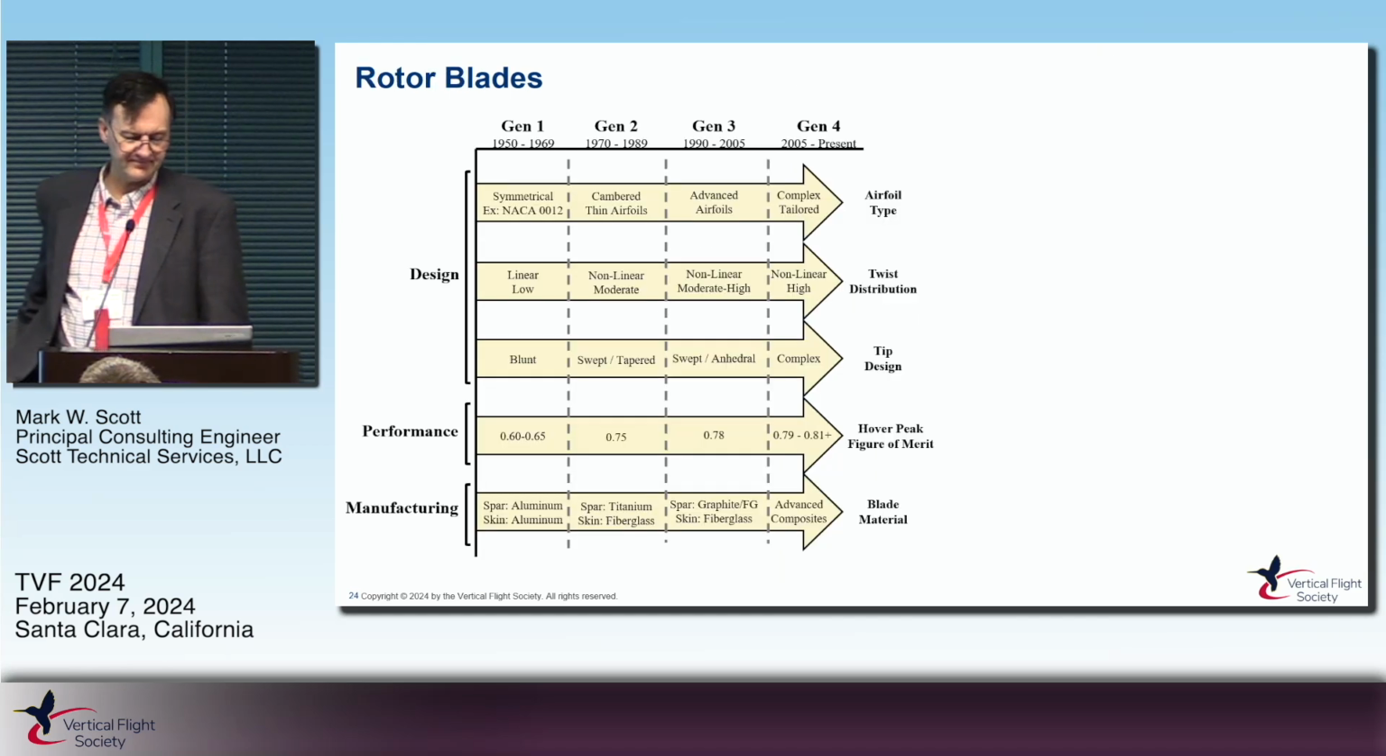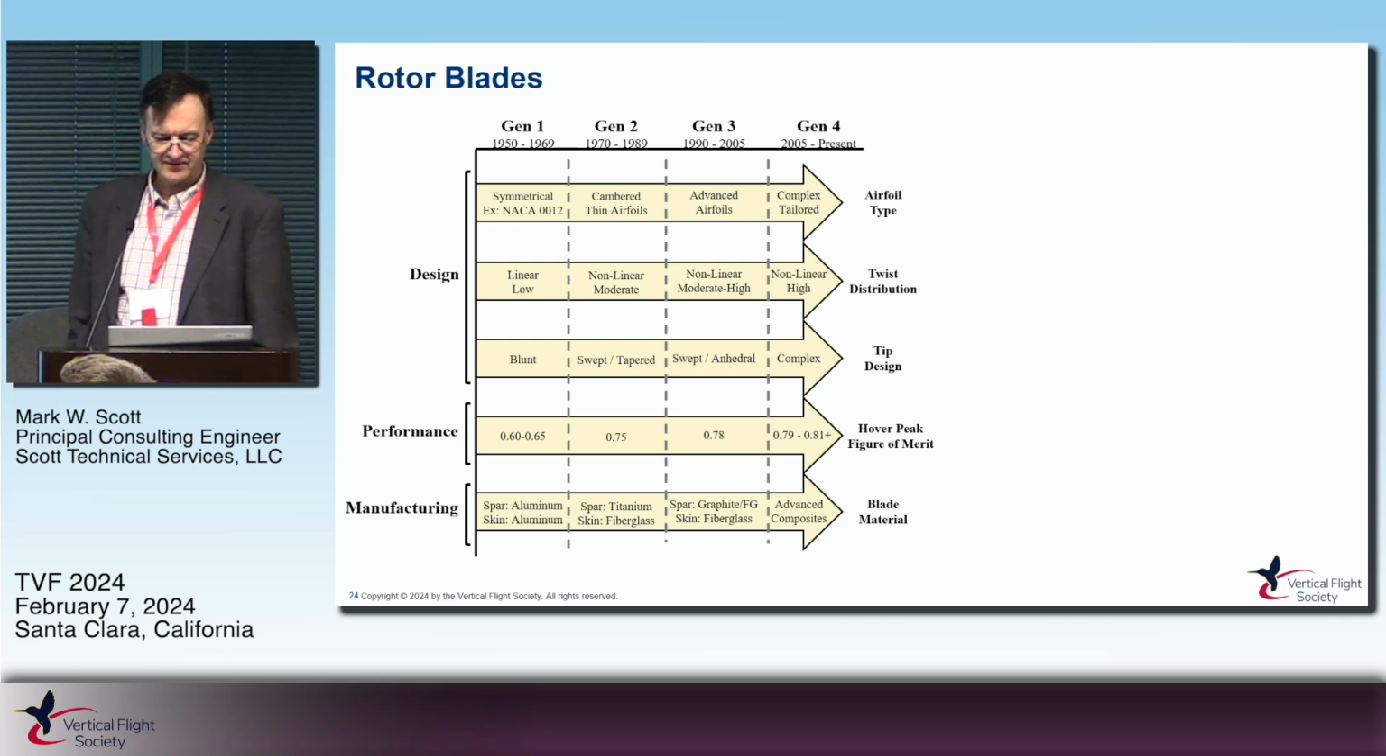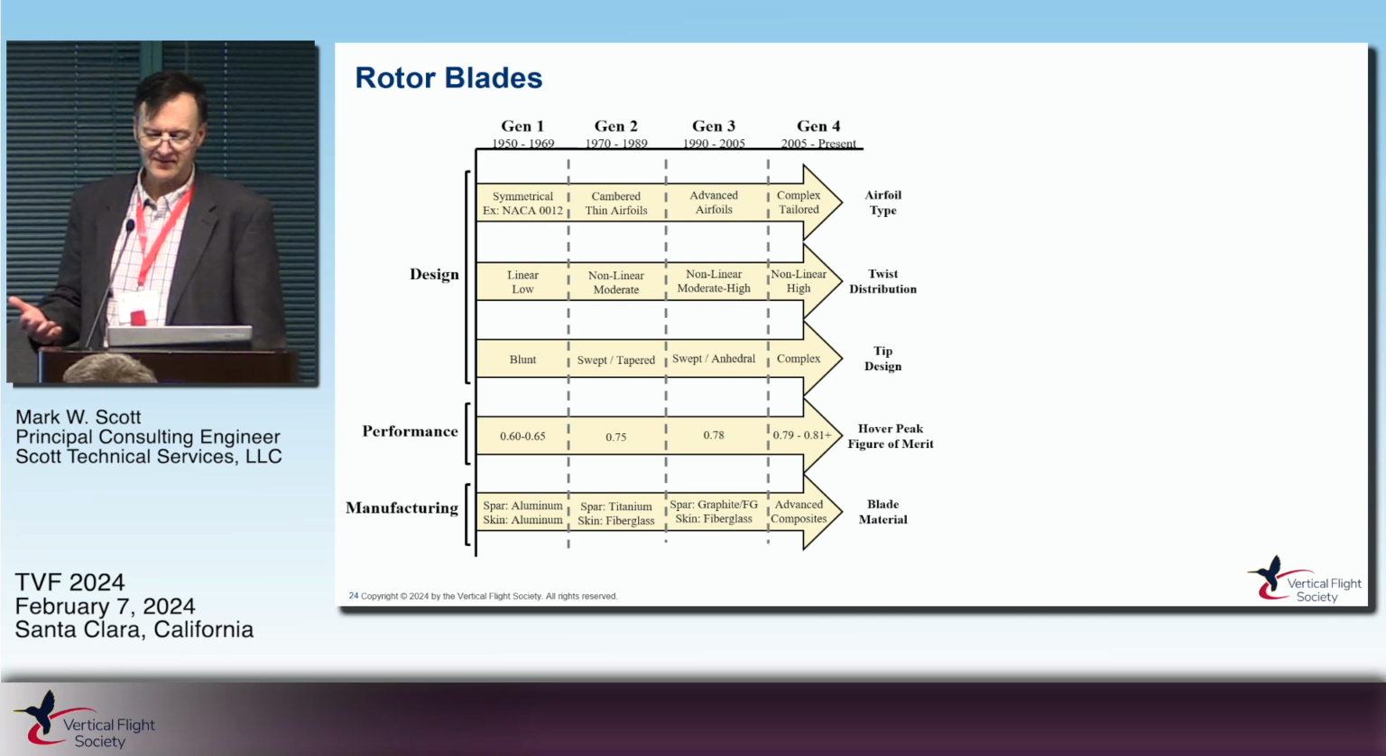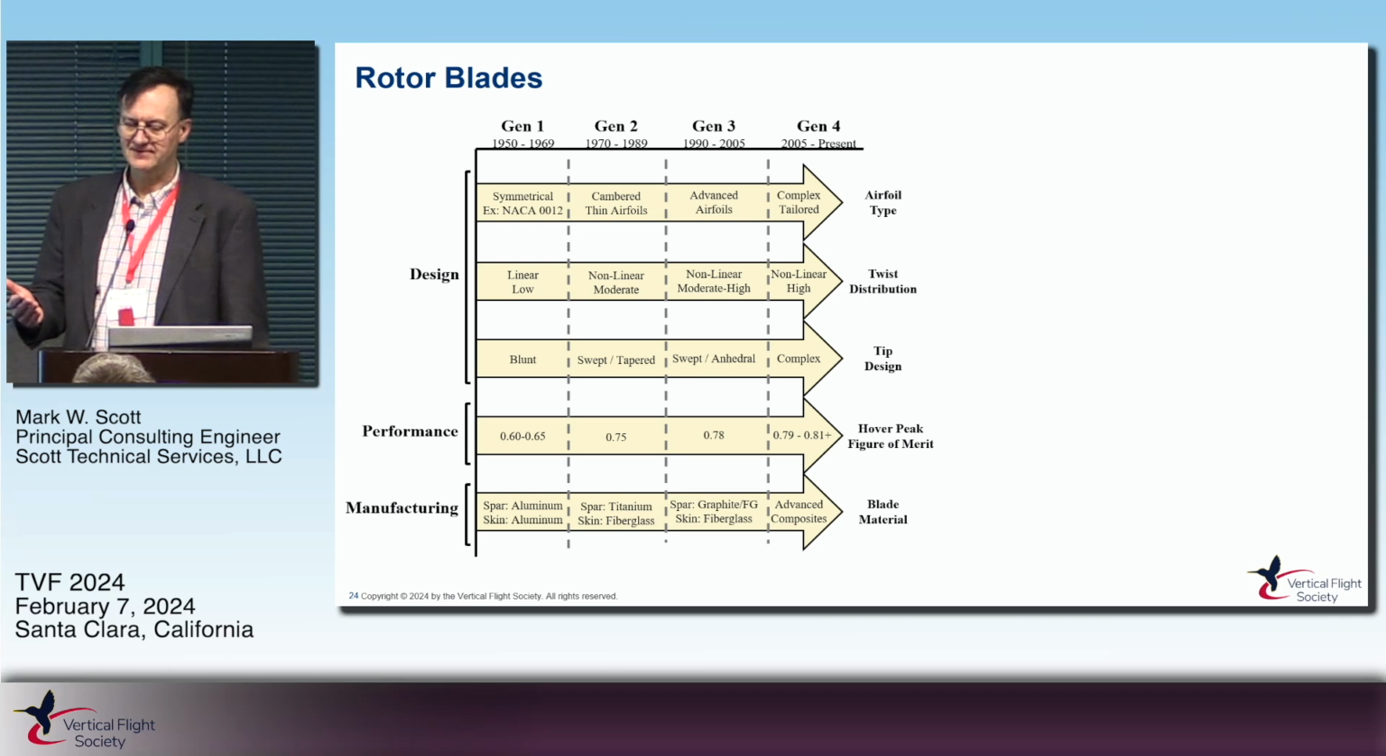So, rotor blades. This is the format here. You'll see Gen 1, 2, 3, and 4, and the aspects of the blades are design, performance, and manufacturing. Again, a framework to think about how the evolution of blades has gone. The generation thing is something Sikorsky used. There are probably similar ways we categorize technology at other companies.